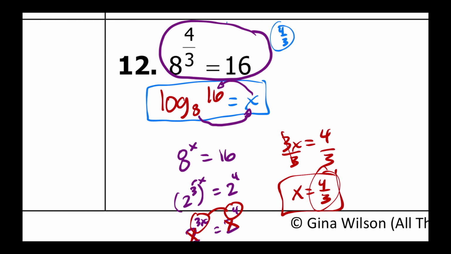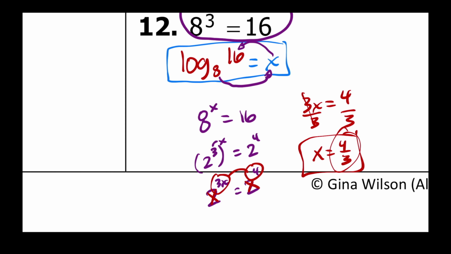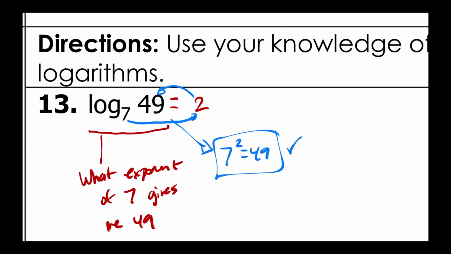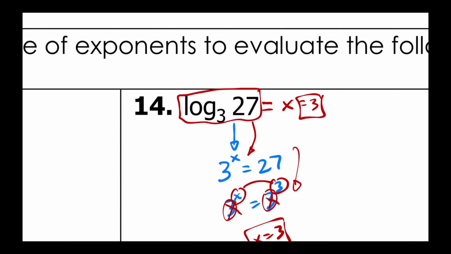And that's how we evaluate logs. Right? Some of them are obvious. Some of them are like, duh. What exponent of 7 gives me 49? 2. What exponent of 3 gives me 27? 3.